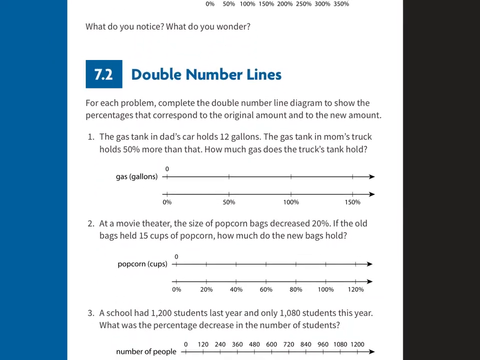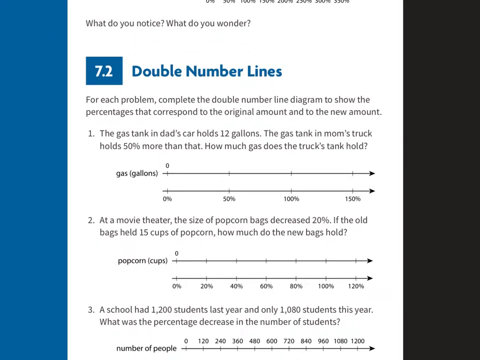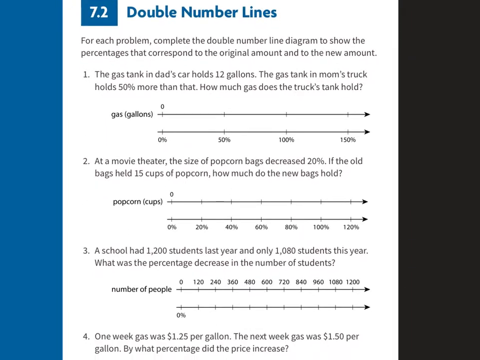Okay, so let's turn the page. Double number line. Let's get into the math. So this is page 54. For each problem, complete the double number line diagram to show the percentages that correspond to the original amount and the new amount. Okay, the gas tank in Dad's car holds 12 gallons. The gas tank in Mom's truck holds 50% more than that. How much gas does the truck tank hold?